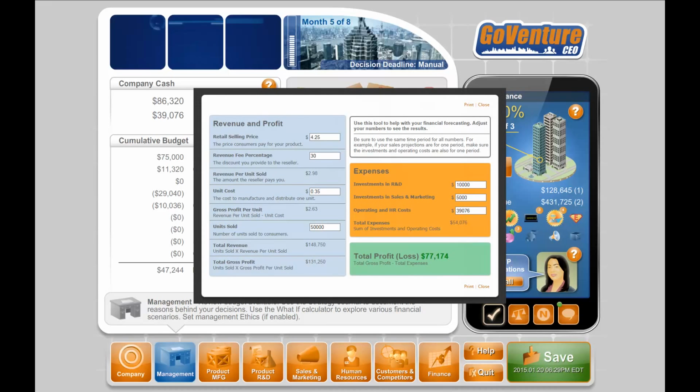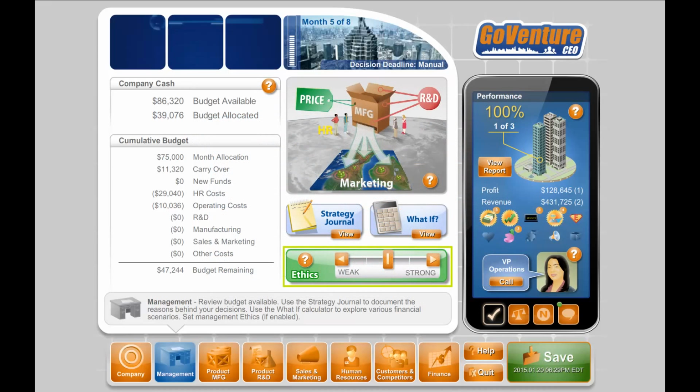This is simply a forecasting tool, similar to how you might use a spreadsheet. It has no effect on your actual business results. This is the ethics module. The ethics module allows you to choose how ethically you want to run your business. Use the slider to choose your setting each period.